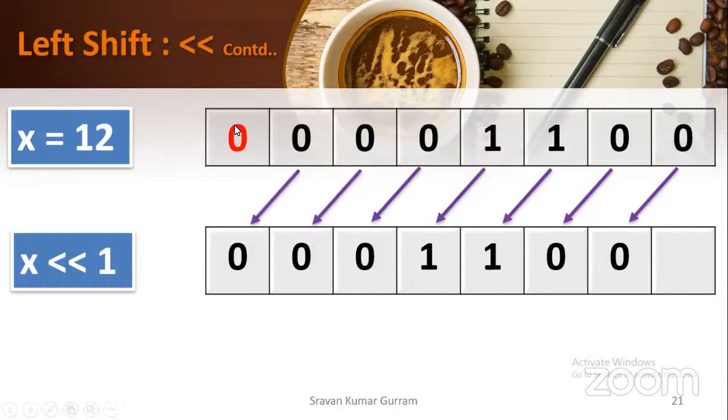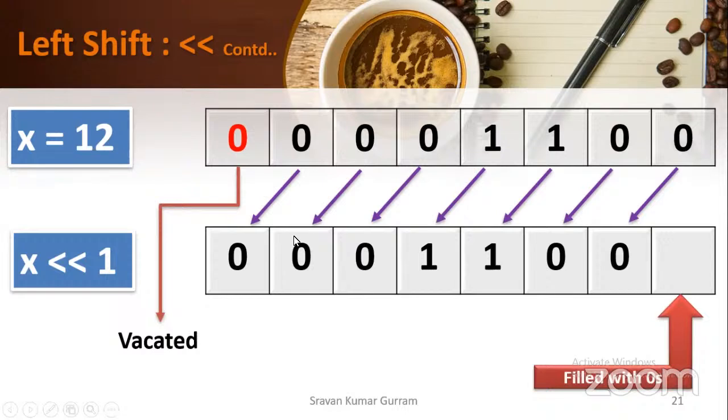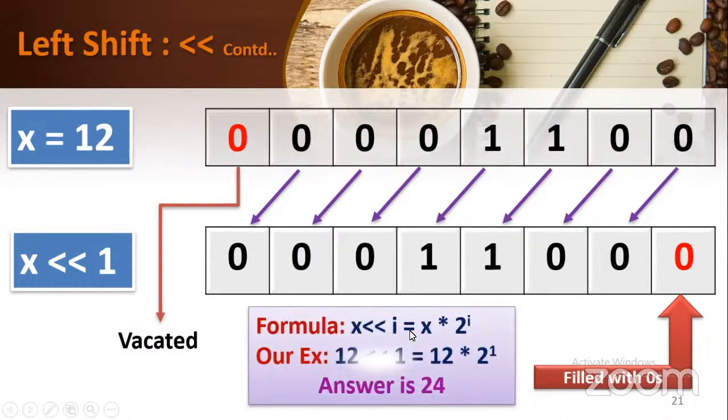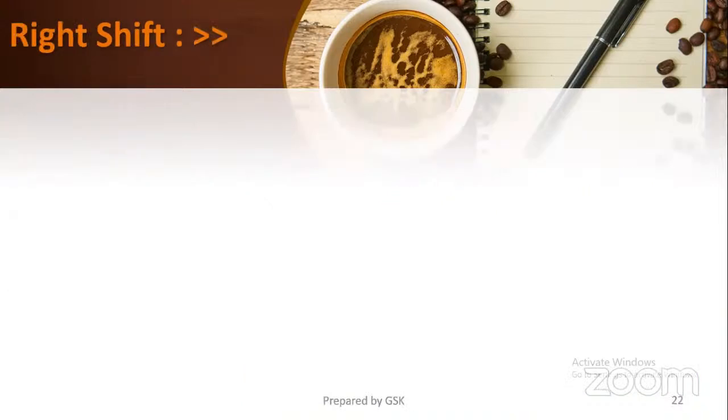And the extra value in the input will be deleted. In this process, we may get some empty spaces also. These empty spaces are filled with zeros. Finally, this complete value will be converted into the decimal value, and that decimal value will be printed as the output of this program. See now? The equivalent decimal value for this binary value is 24. If you run this program, you will get 24 as the answer. I will show you that program also.